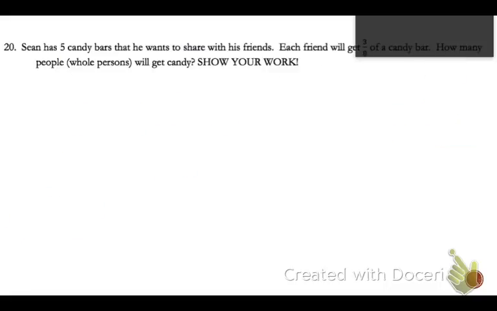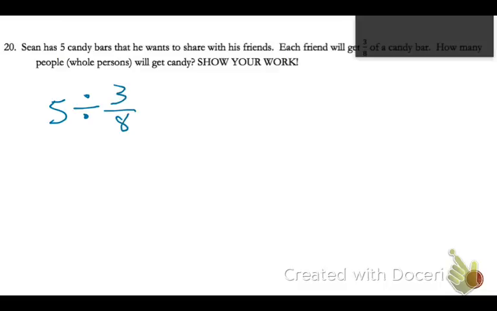Let's go ahead and do number 20. So Sean has 5 candy bars that he wants to share with his friends. Each friend will get 3/8 of a candy bar. How many people, we're talking whole persons, will get candy? So we need to take these 5 candy bars and divide them into pieces that are 3/8.